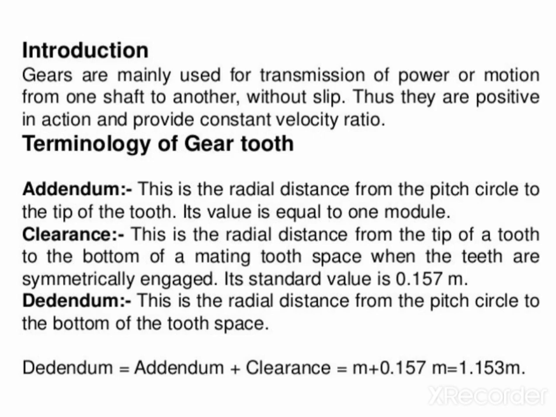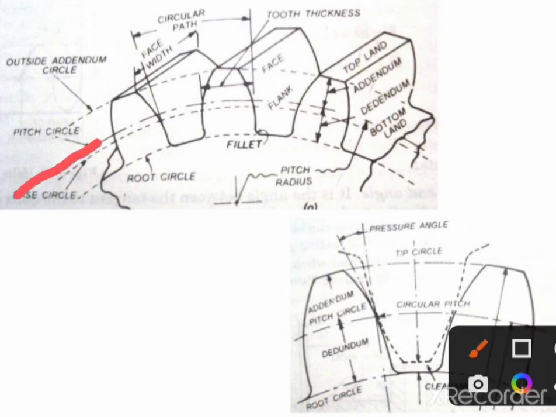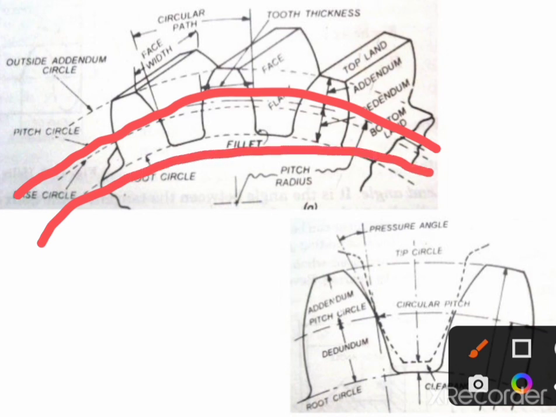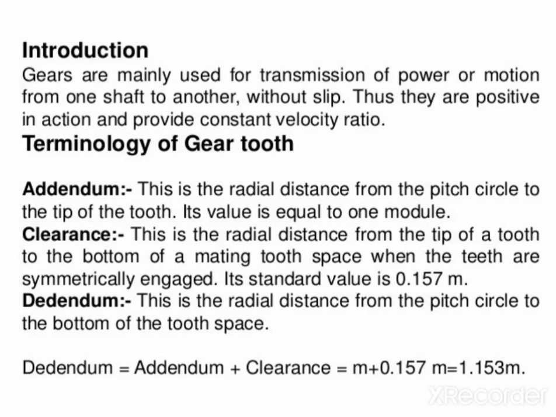Similarly we will see dedendum. Dedendum is the depth of tooth below the pitch circle, whereas addendum is above the pitch circle. Here we can see this is the pitch circle, then this is the dedendum circle, and this radial distance is nothing but the dedendum. It is the radial distance from the pitch circle to the bottom of the tooth space, the radial depth of tooth from the pitch circle to the root of the teeth or dedendum circle.